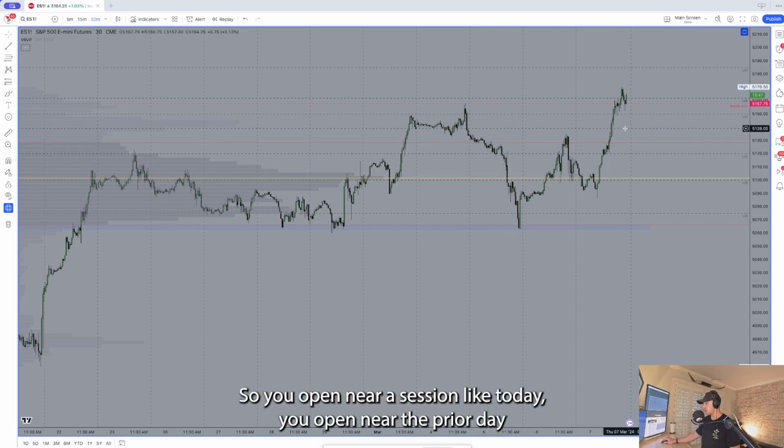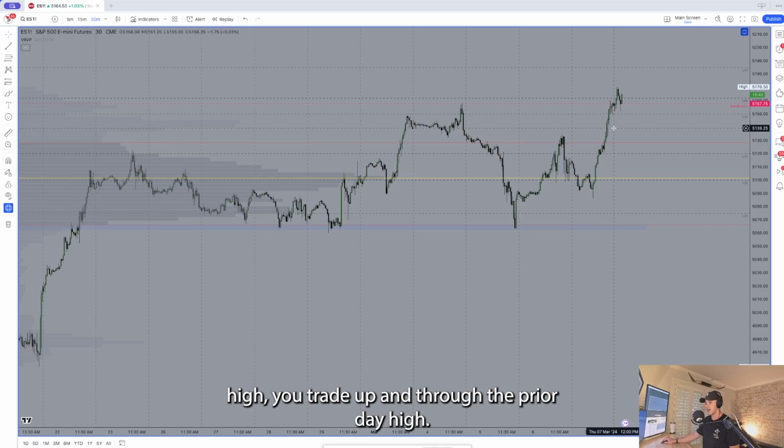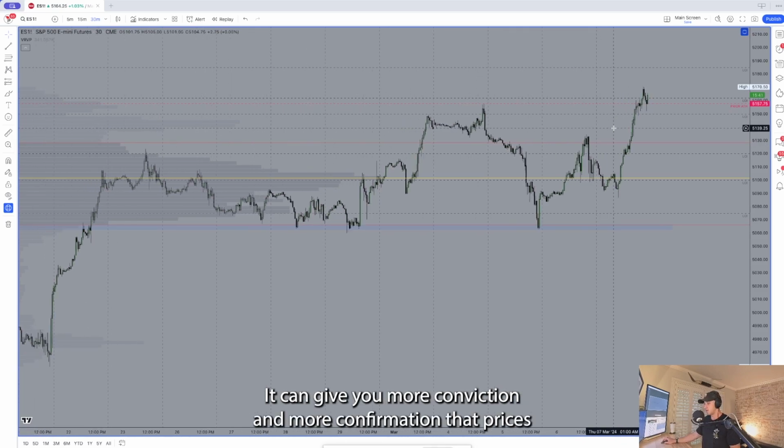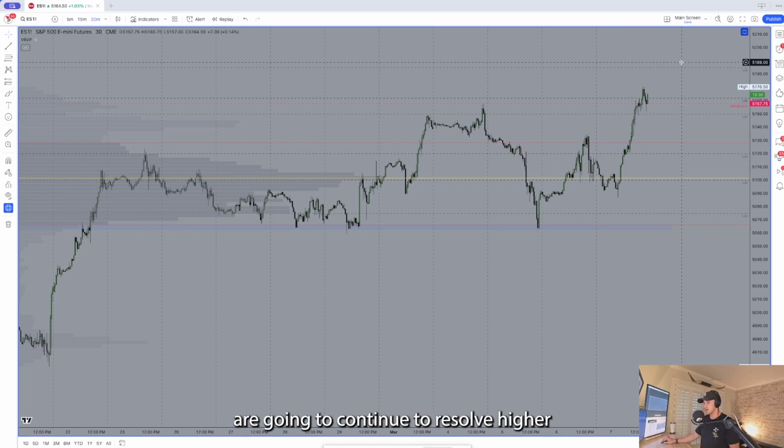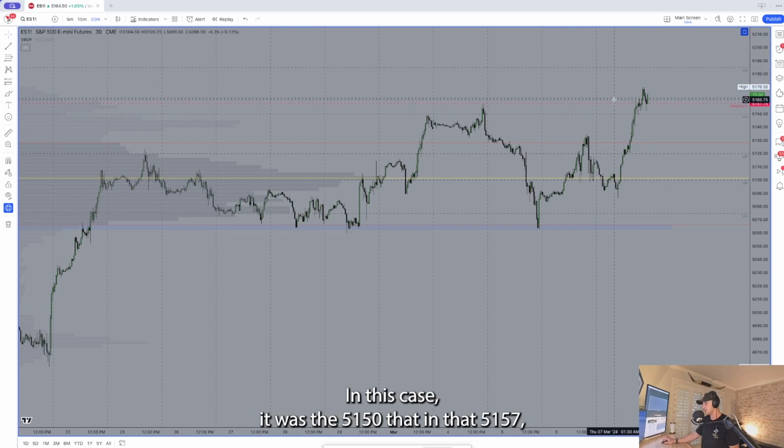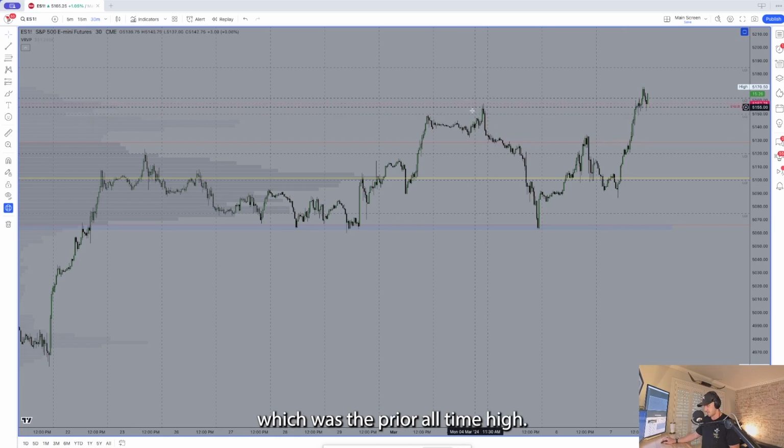So you open near a session like today, you open near the prior day high, you trade up and through the prior day high. It can give you more conviction and more confirmation that prices are going to continue to resolve higher up into that next area of resistance. In this case, it was the 5150 and that 5157, which was the prior all-time high. And so we make fresh 52-week highs. We make fresh all-time highs today.